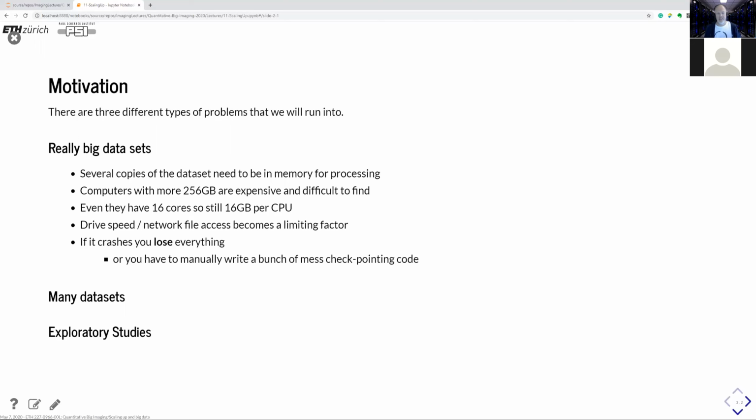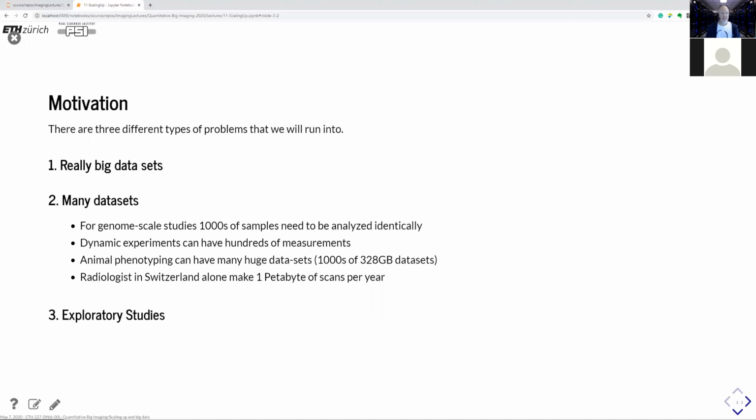And then on the other side, we also have many data sets. For example, you have thousands of samples that you want to study. In dynamic experiments, you may have a series of hundreds of measurements. Also in phenotyping, you can have thousands of data sets of several hundred gigabytes each. And as a reference, a radiologist in Switzerland alone could produce about a petabyte of scan data per year. So that's a huge amount of data to handle, and also many data sets.